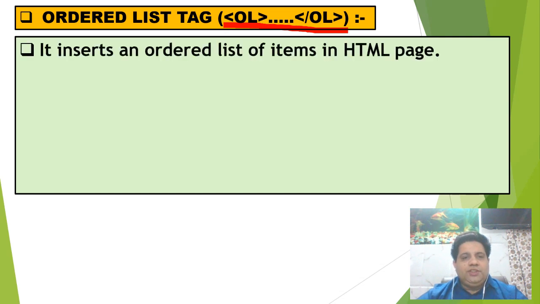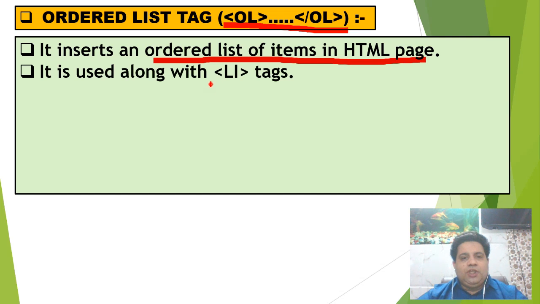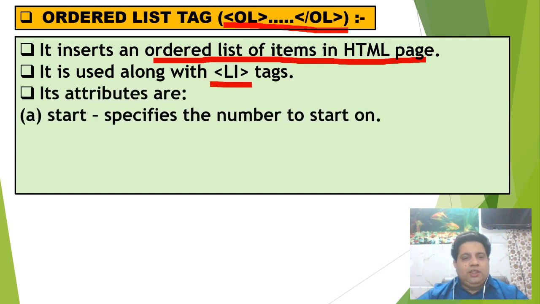and it is used along with LI. So it inserts an ordered list of items in an HTML page. LI stands for list item. The attributes are start, which specifies the number to start on. Suppose you want to start the numbering from 5. So you can write start equal to 5, and it will start numbering from 5 onwards.